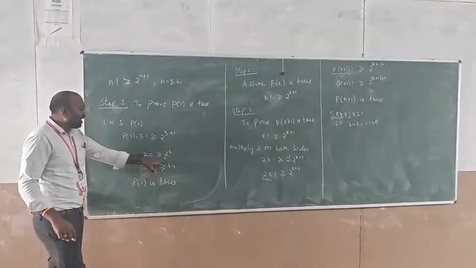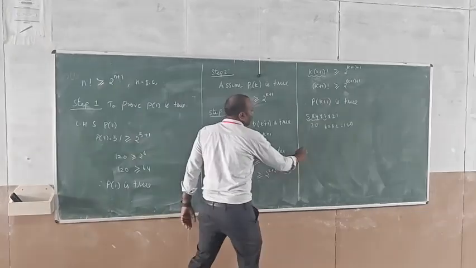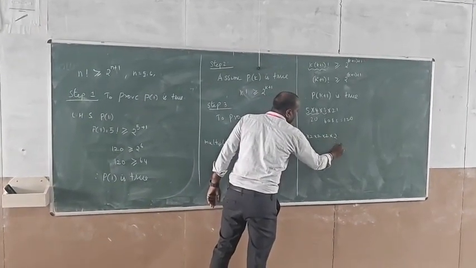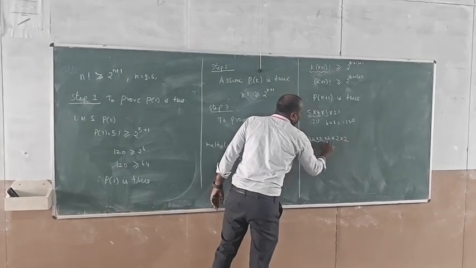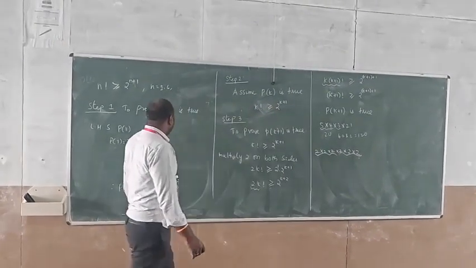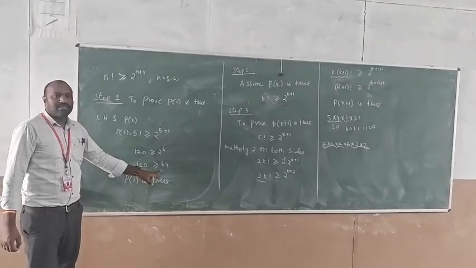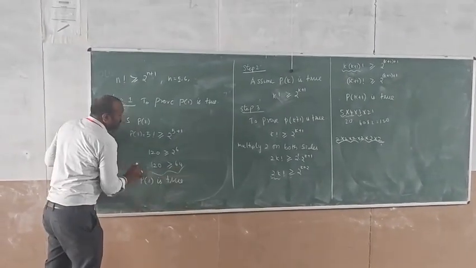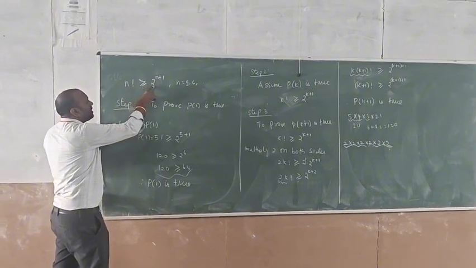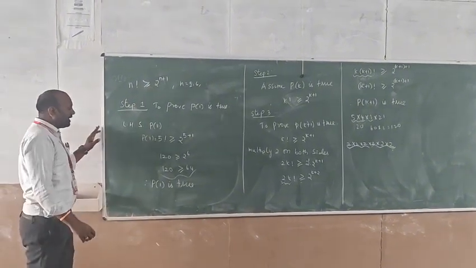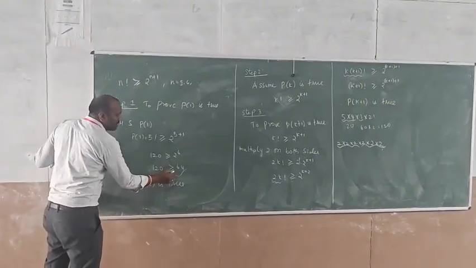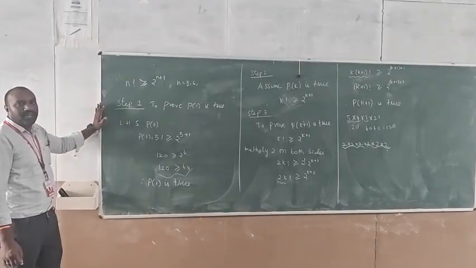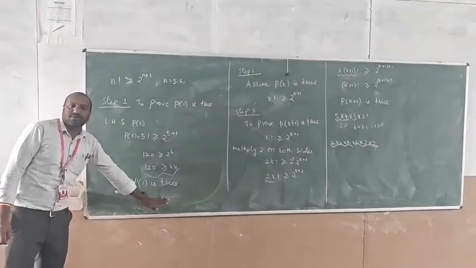The value of 2 power 6 is 2 into 2 into 2 into 2 into 2 into 2, so the value of 2 power 6 is 64. Then as per the statement that n factorial is greater than or equal to 2 power n plus 1, here 120 is greater than or equal to 64. So the condition is satisfied, therefore P of 1 is true.